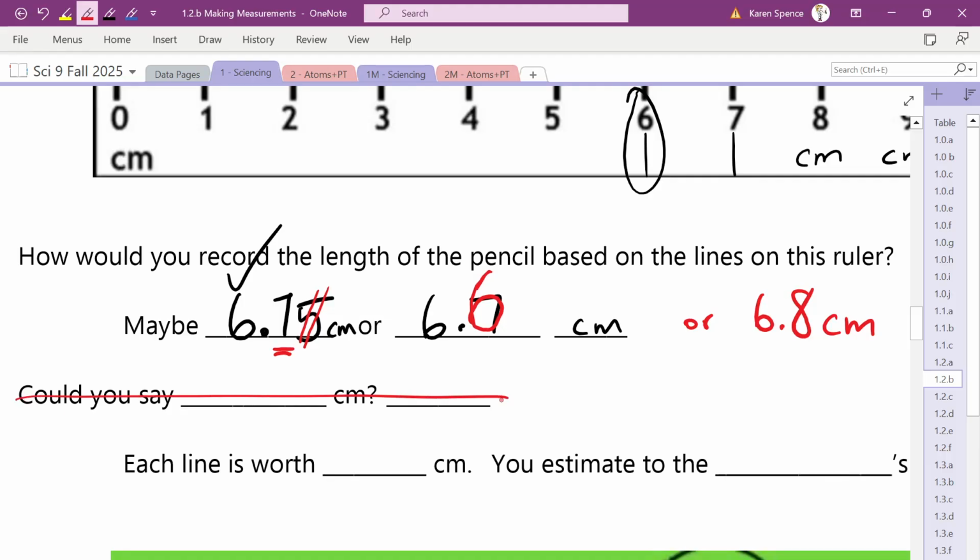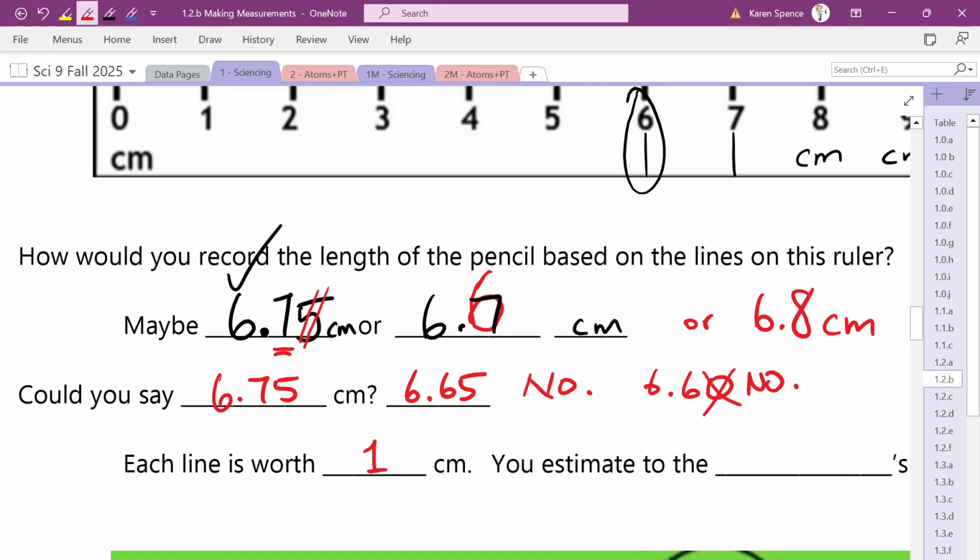So I'm not going to worry about this one because we could not say 6.75. Actually, no, I'm not going to cross that out. Could we say 6.75 or 6.65? And the answer is no. Could you say 6.60? No. That's because each line is worth 1 centimeter, so we can go one more decimal place than that. We can go to the 0.1.